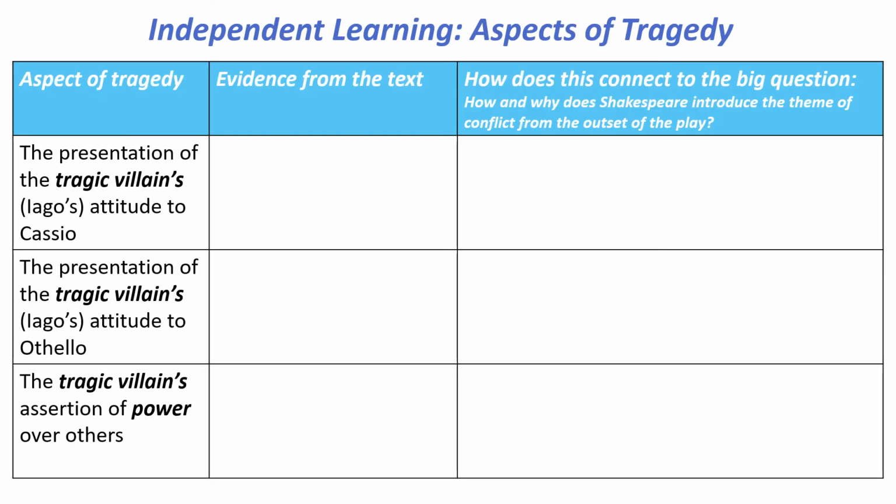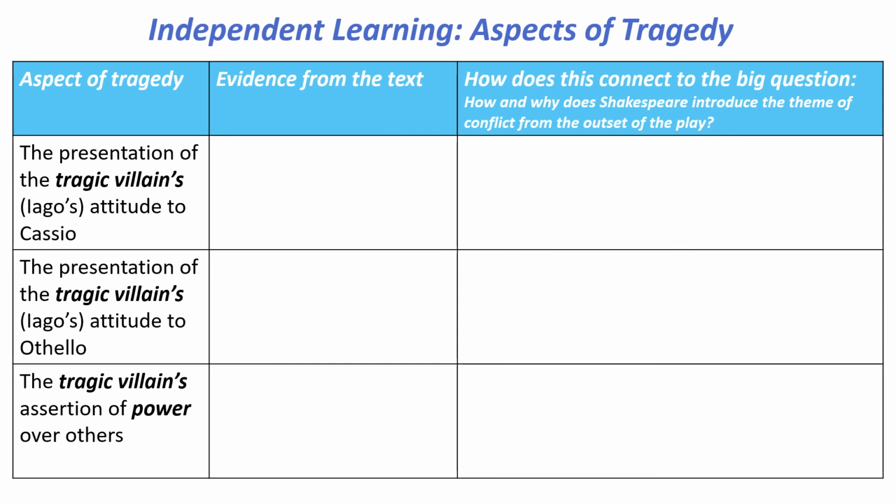So, to summarise, to consolidate your understanding of this scene, I've got an independent learning task for you. Because what we're focusing on for the AQA course is this play in relation to the aspects of tragedy, I would like you to complete this table. So you've got aspects of tragedy down the side, find your evidence from the section of the text that we've read, and then think, how do these ideas connect to the big question, which is how and why does Shakespeare introduce the theme of conflict from the outset of the play?